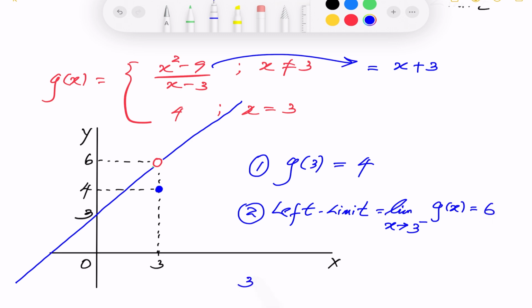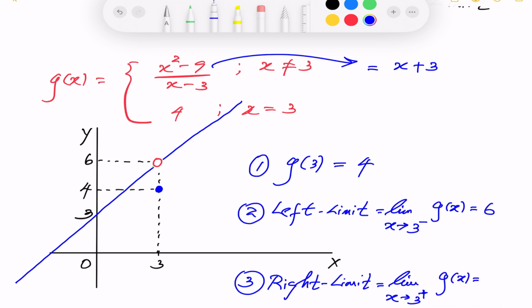Similarly, the third one is the right-hand limit. Right limit. That can be written as limit x goes to 3 from the right-hand side. Show that plus sign clearly, g of x. That means if your x value is very close to 3 but a little bit more than 3, in that case also the corresponding y value should be equal to 6.